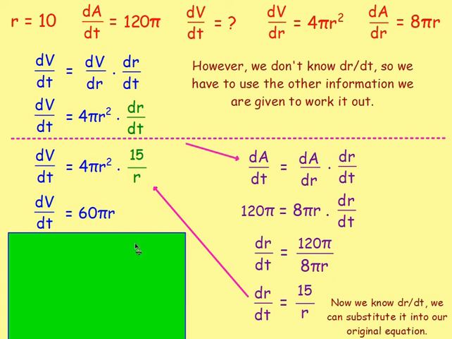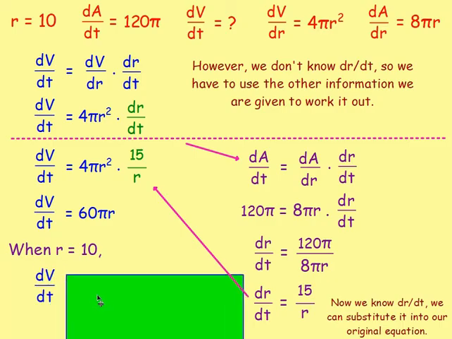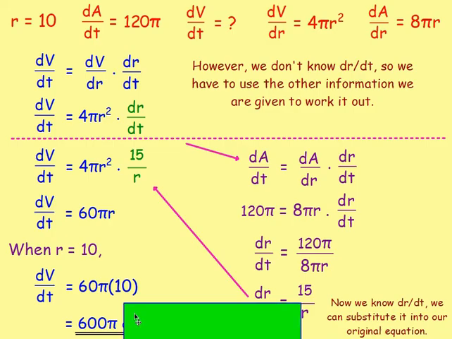And to finish off, we're told to work it out when r was equal to 10. So because we know r equals 10, we can sub that in as well. So you can say then that dV by dt would equal 60 times pi times r, which is 10, which works out to be 600 pi. And because it's the rate of change of the volume, remember it was measured in centimetres, so it'll be cubic centimetres. And because it's with respect to time, it'll be per second. So you have an answer of 600 pi cubic centimetres per second. Yes.